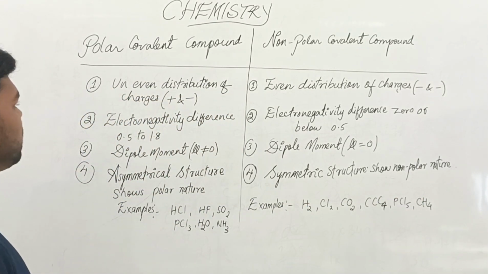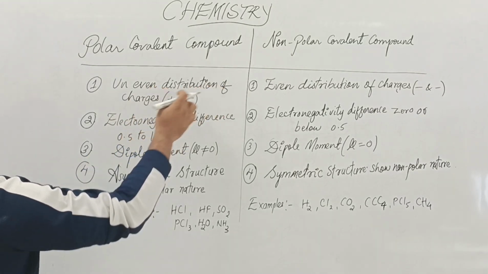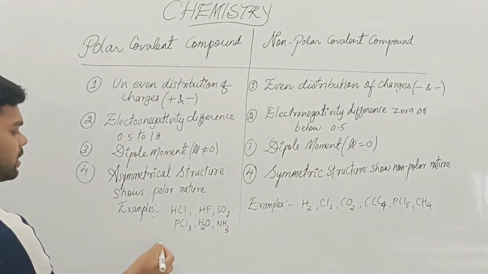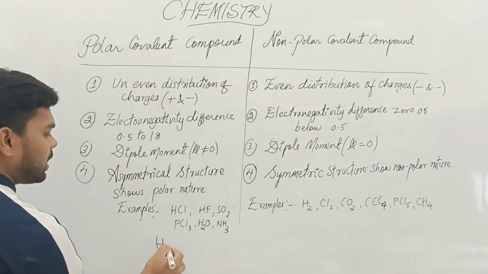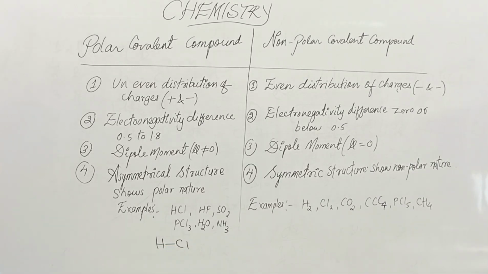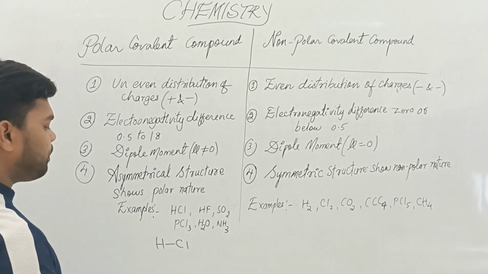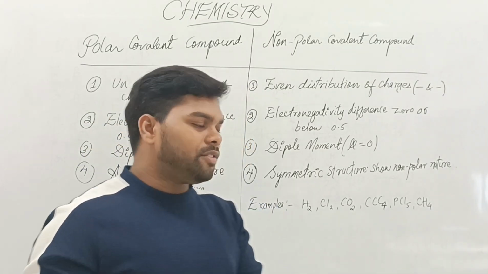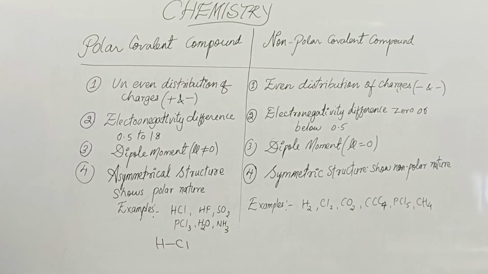So let me explain the first one, the distribution of the charges. How can the distribution of charge be made? For example, let's say here we have hydrochloric acid. Hydrochloric acid, or HCl, is bonded by a single covalent bond. You know that chlorine is the more electronegative element. However, hydrogen is the less electronegative element.